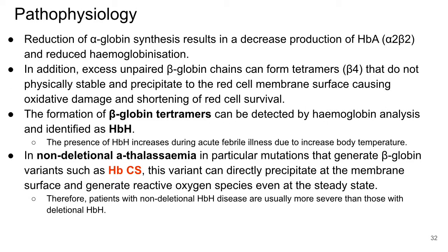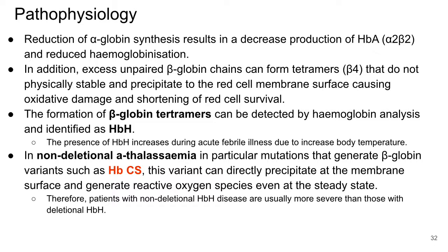The pathophysiology of alpha thalassemias. The reduction of alpha globin synthesis results in a decreased production of hemoglobin A and reduced hemoglobinization. In addition, excess unpaired beta globin chains can form tetramers that are not physically stable and precipitate onto the red cell membrane surface, causing oxidative damage and shortening of red cell survival. The formation of beta globin tetramers can be detected by hemoglobin analysis and identified as hemoglobin H.